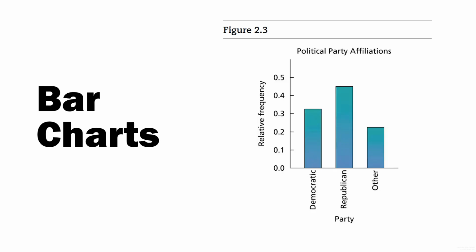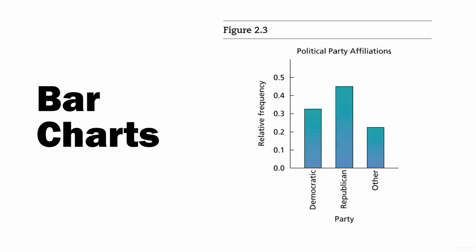So a bar chart displays the distinct values of the qualitative data on a horizontal axis and the relative frequencies or percentages of those values on the vertical axis. So the relative frequency of each value is represented by that vertical bar, and the height of that bar is equal to the relative frequency of the value.